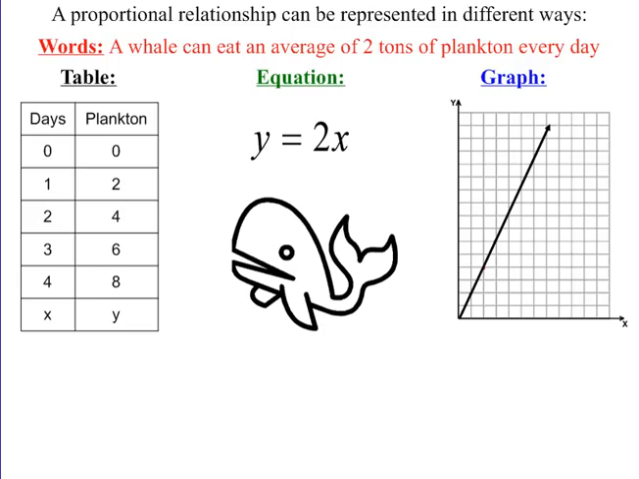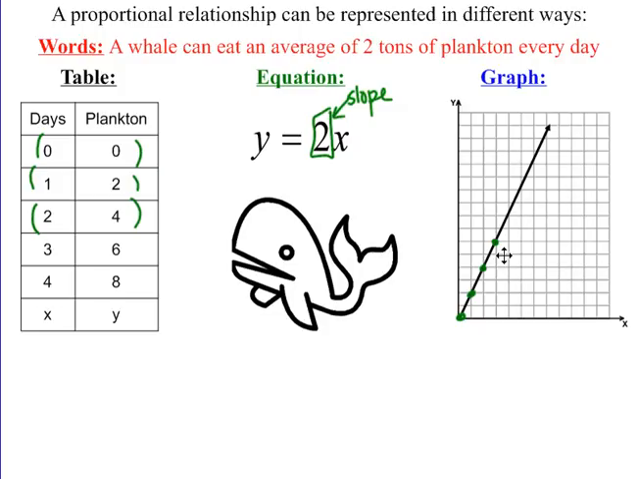So we've already talked about this, where in a proportion we have a whale that can eat an average of 2 tons of plankton every day. We made a table, so on 0 days, 0 tons of plankton. On 1 day, 2 tons of plankton. 2 days, 4 tons of plankton. We took these points and made a graph over here. So we had points (0, 0), (1, 2), (2, 4), (3, 6), and so on, and we were able to make a graph. We were also able to make an equation where this represented the slope of the line, and an equation that explained all of the relationships.